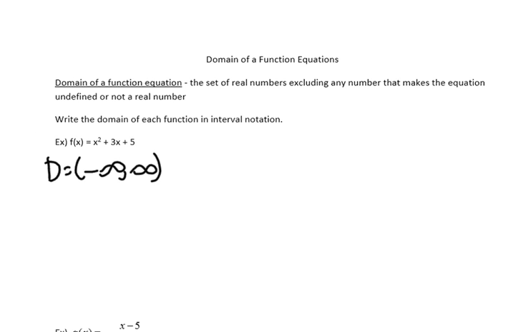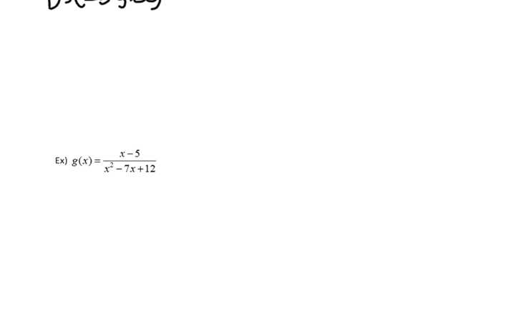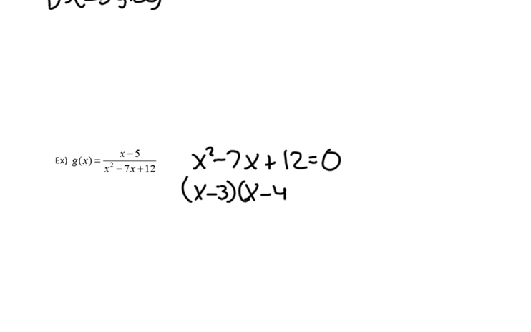So let's go down now to the next example, which is an example of a rational or reciprocal function. Now, when is a fraction undefined? Well, when the denominator is 0. So I'm going to set the denominator equal to 0. Let's check to see if this is factorable. Are there factors of 12 that add up to be negative 7? The answer is yes. I can rewrite this in factored form as x minus 3 times x minus 4.